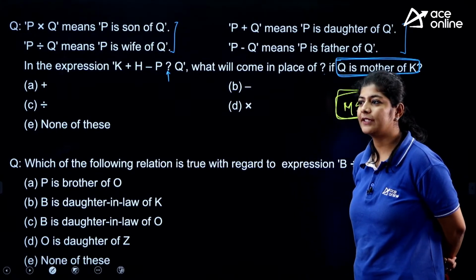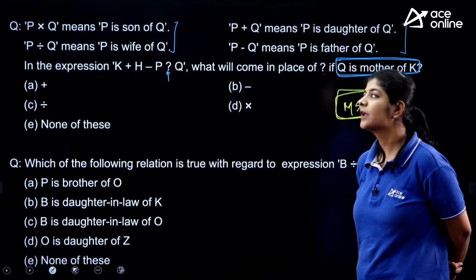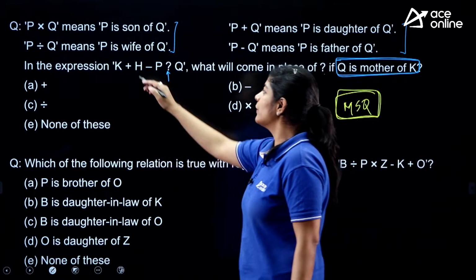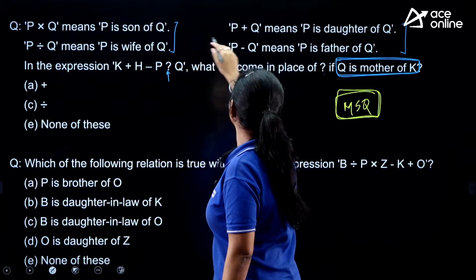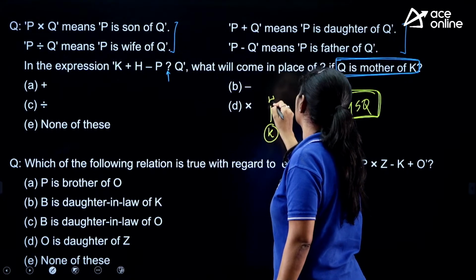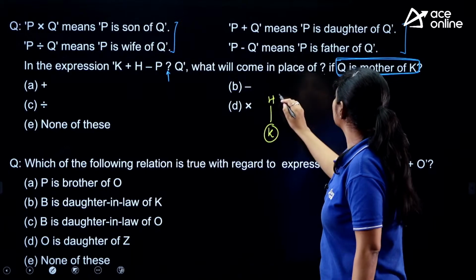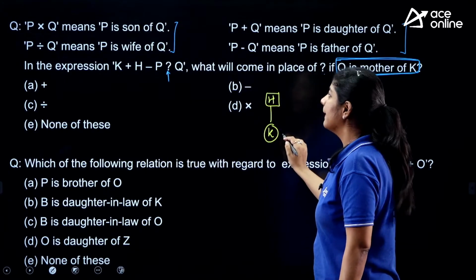Very good, Radhe. Very good, Ragla. But we have one more option. If you see over here, K plus H means K is a daughter of H. Next, H minus P, that means H is a father of P.